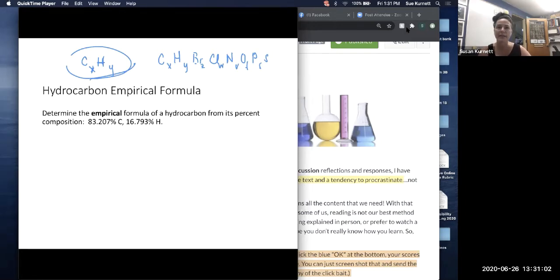Okay, so now we're going to use a percent composition. To do this, we're going to say in a 100-gram sample, .207 grams are carbon, and 16.793 grams are hydrogen. Make them crazy. And then all the rest of the steps are the same. We're just starting with percents instead of masses.